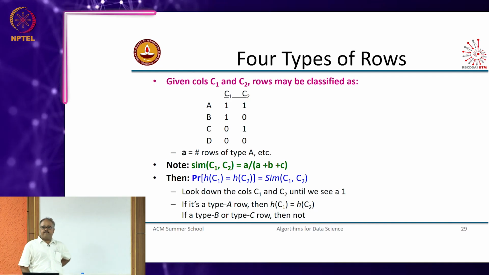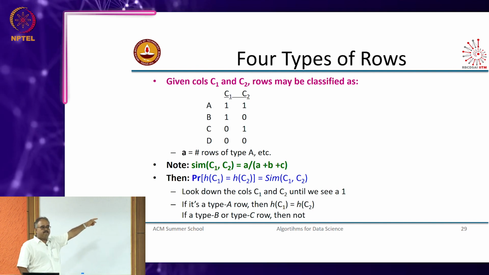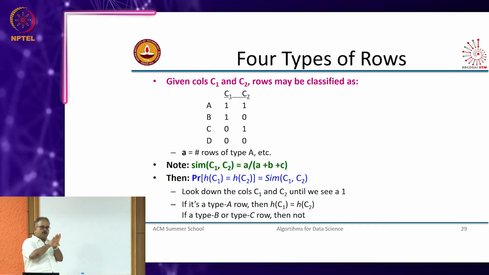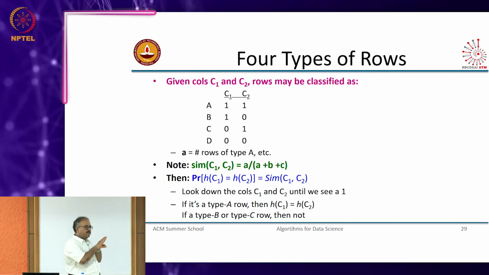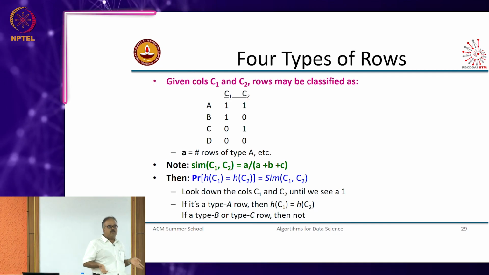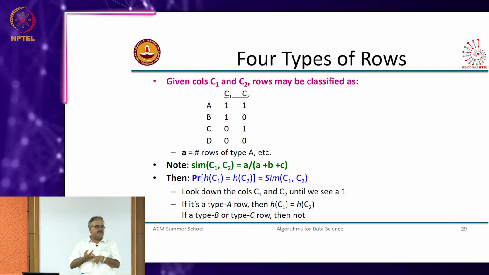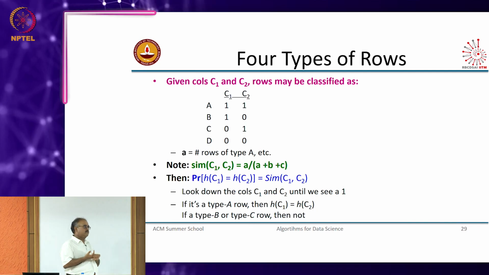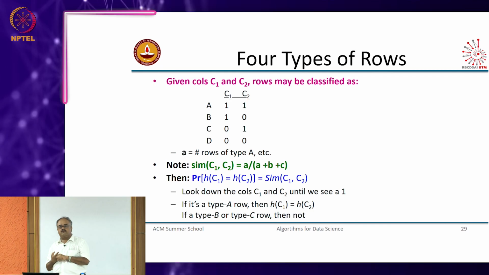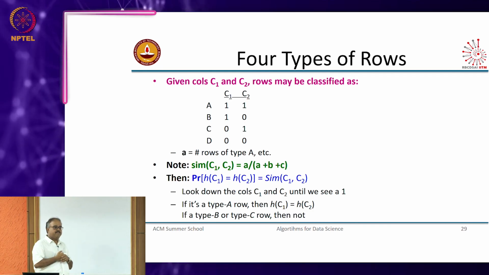So the intersection will be the number of rows that are of type A, correct? The intersection between the two sets will be the number of rows of type A. The union of the two sets will be the number of rows of type A, B or C. Correct? So the similarity of C1, C2 is A divided by A plus B plus C.